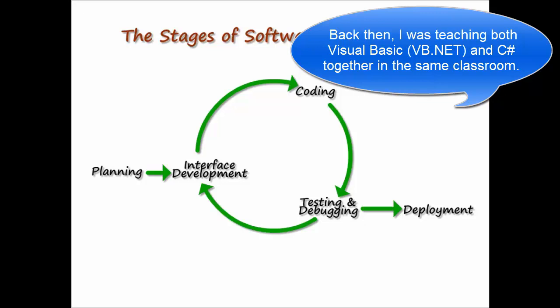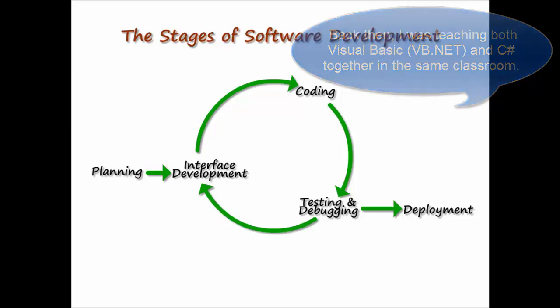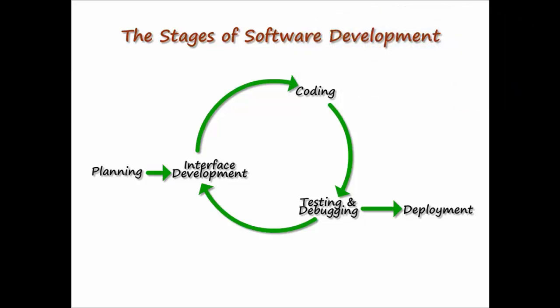We're going to develop the interface, we're going to code it, we're going to test it and debug it, and in debugging it, we may have to go back and make changes to the interface, or most likely make changes to the code. We may go through that process many, many times, and probably the more complicated an application is, the more times we'll go through that.